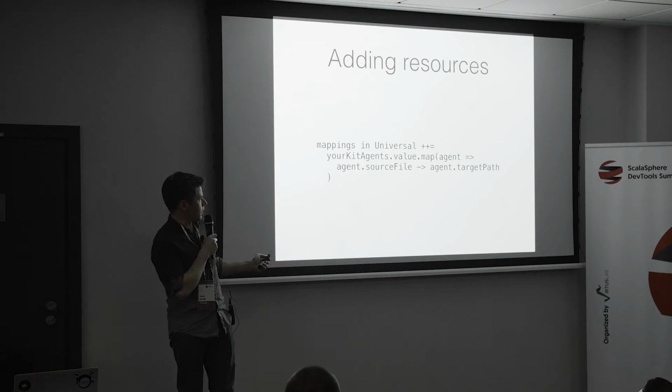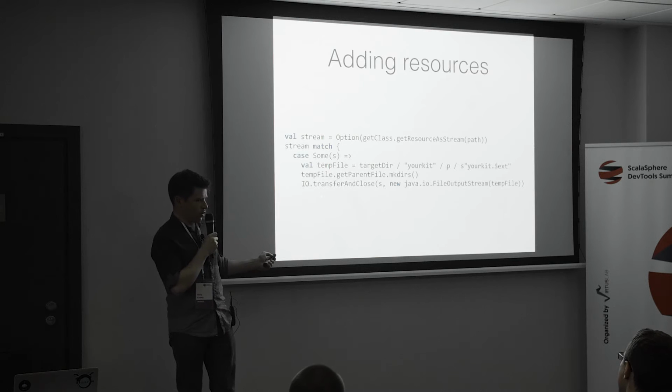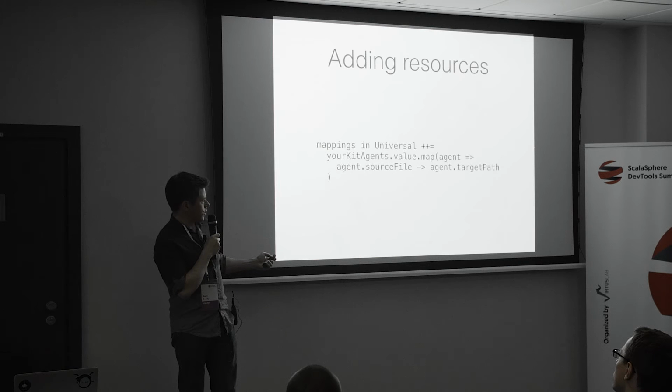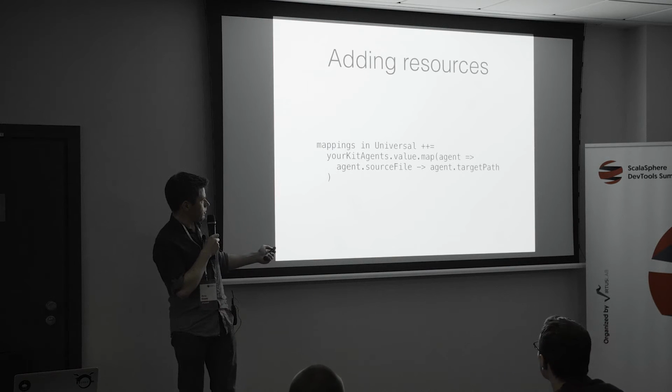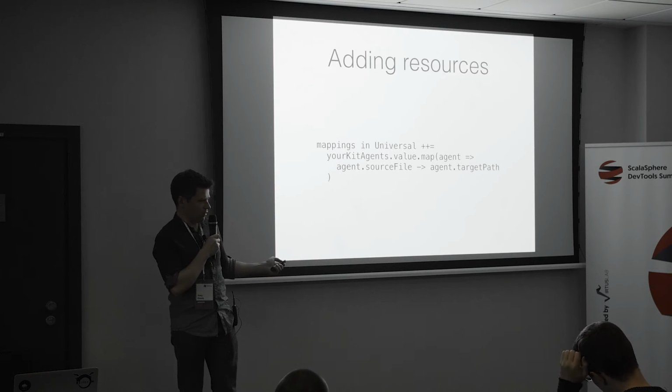So we want to modify mappings in Universal, and we basically somehow figure out we have this shared YourKit agent that we've just written out here. This would be put into a task, and the result of running this will be the file that was just created. So then we can refer to that inside mappings in Universal and add a tuple, which is that file that we just created, to the path that we want to put it in the file system.